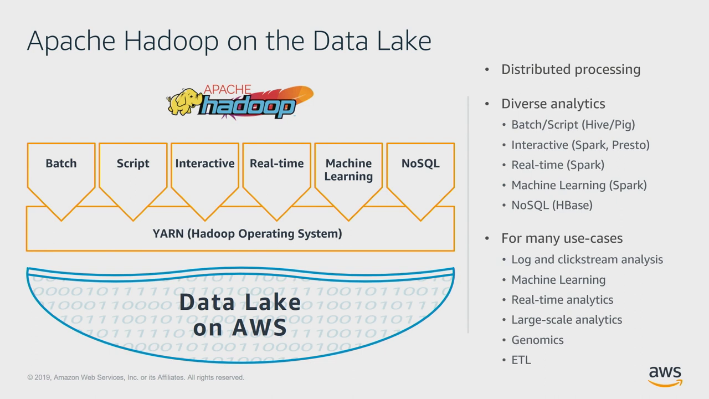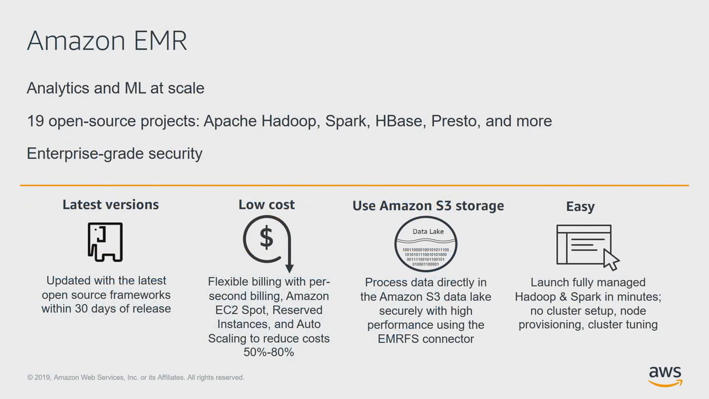In this case, with EMR, you get access to 19 open source tools. For batch processing, it's tools like Hive and Pig. For interactive processing, Spark or Presto. For machine learning, maybe Spark ML. So you have this wide variety of tools that you can use in a managed cluster with EMR. With EMR, we manage the cluster. We regularly update the releases, generally within 30 days after the latest tools have been released, and they become available within EMR. And you're using the storage in S3.